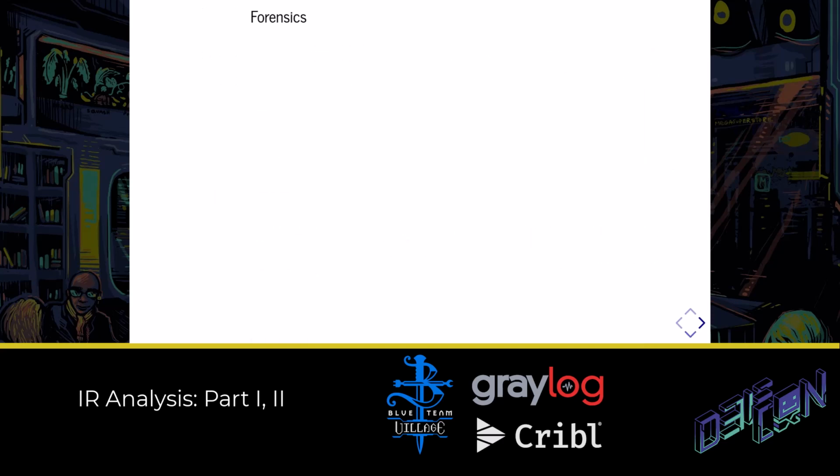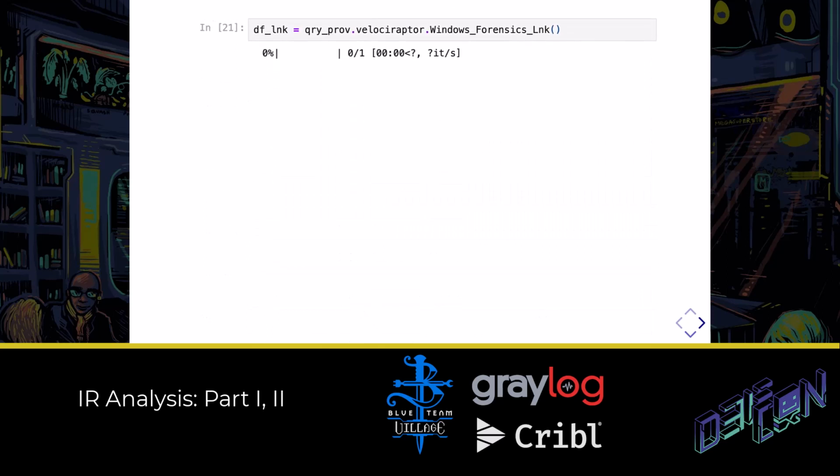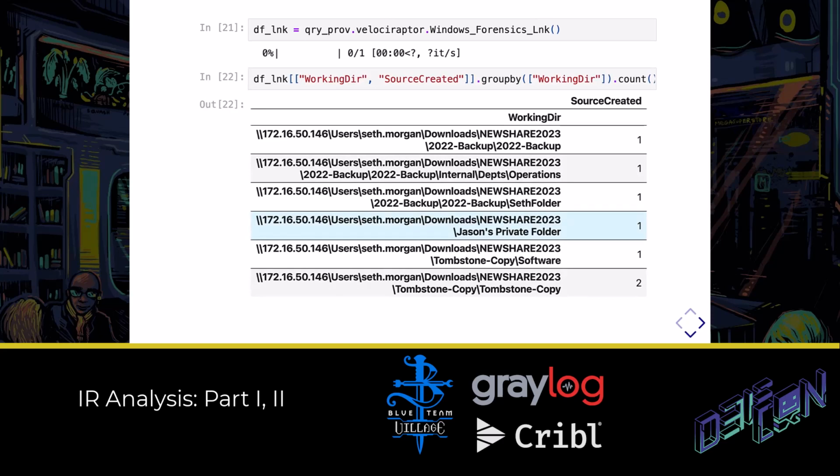In the more forensic focused data, we can list the users. Only 3 users are identified, which are the local administrator, the domain administrator, and Seth Morgan, outside of the usual system ones. We can review the forensic LNK things, where we can confirm that our user Seth Morgan has browsed multiple backup folders and some other user's private folder and a tombstone copy, which may be normal or not so normal.